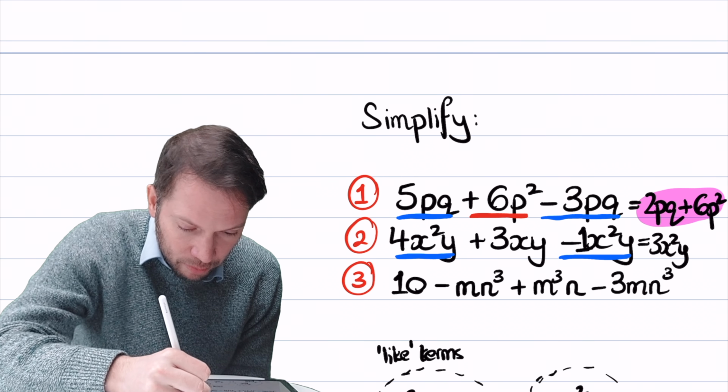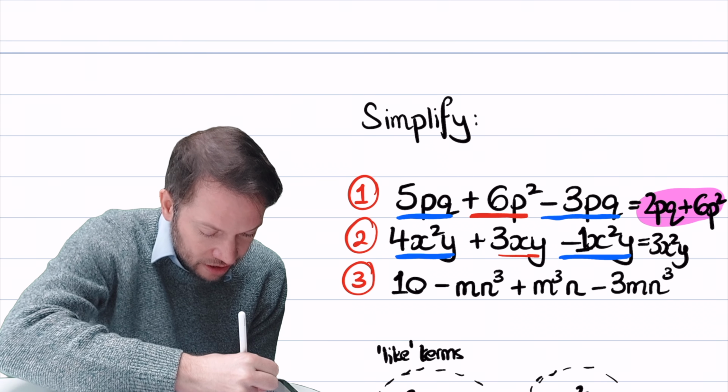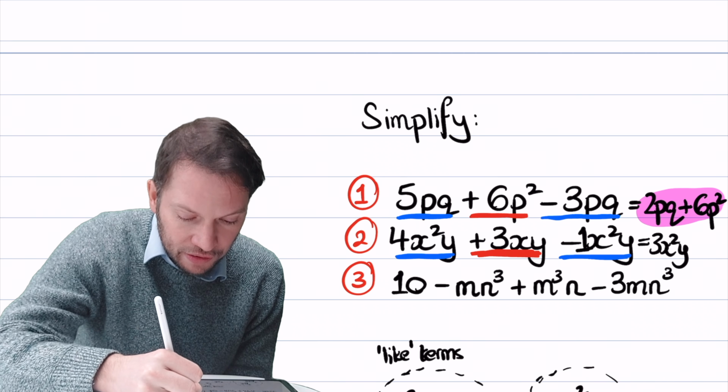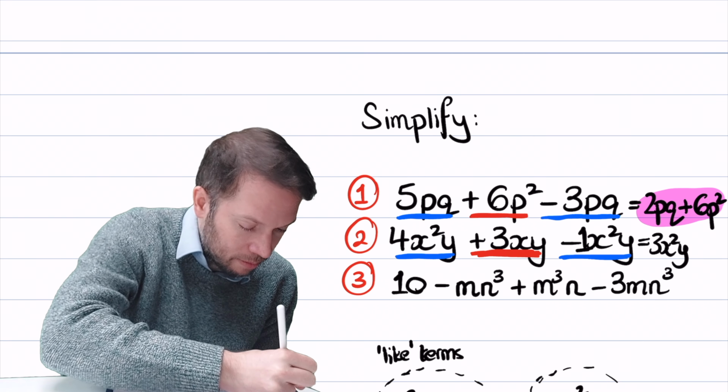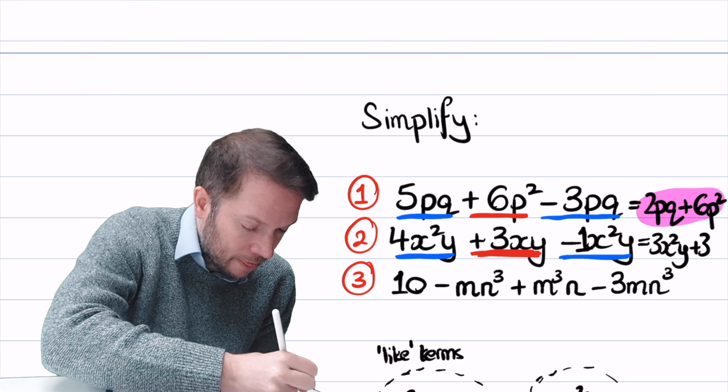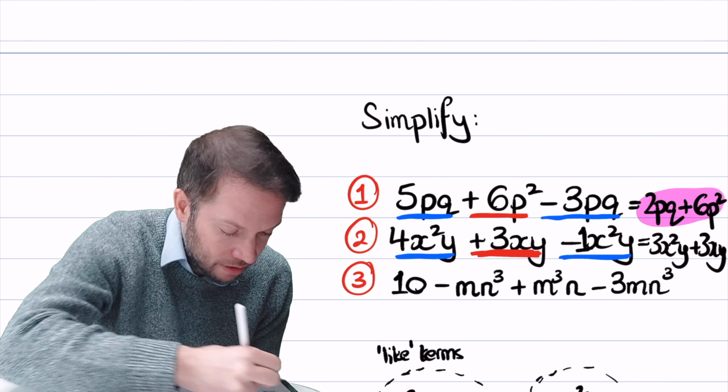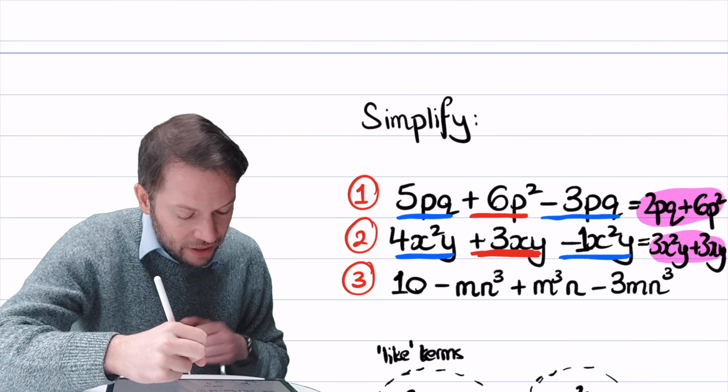And then what else do we have? We've got this xy term, the 3xy. There's nothing else that collects with that. It's the only term left. So we've got plus 3xy. And that is, again, the final answer. What about the next one?